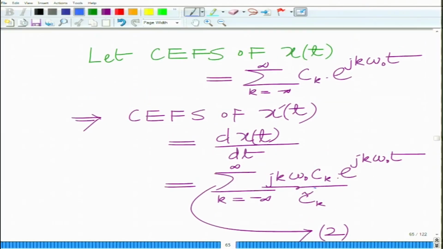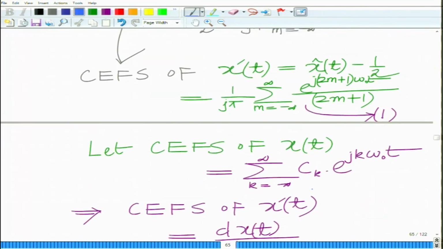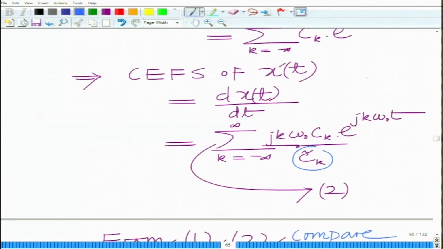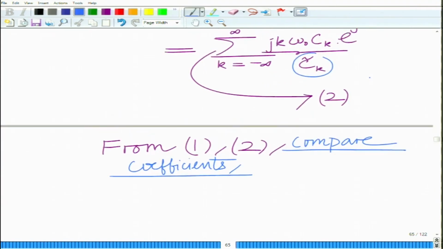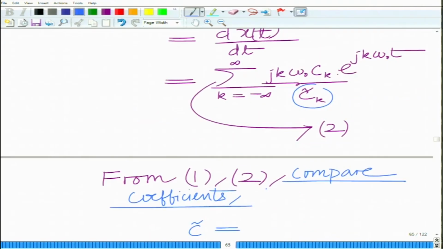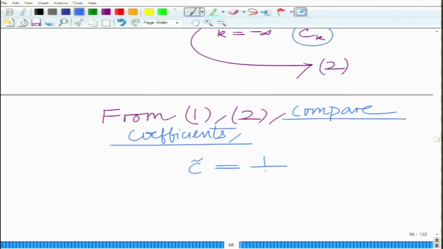So, comparing the coefficients, we have that this coefficient c tilde k must be equal to this coefficient of e raised to j (2m plus 1) omega naught t. In other words, we must have c tilde k equals the coefficient of e raised to j k omega naught t, which, if you look at that coefficient, is nothing but 1 over j pi times 1 over 2m plus 1.